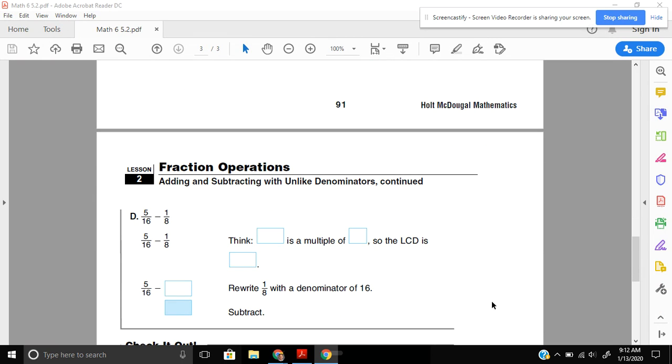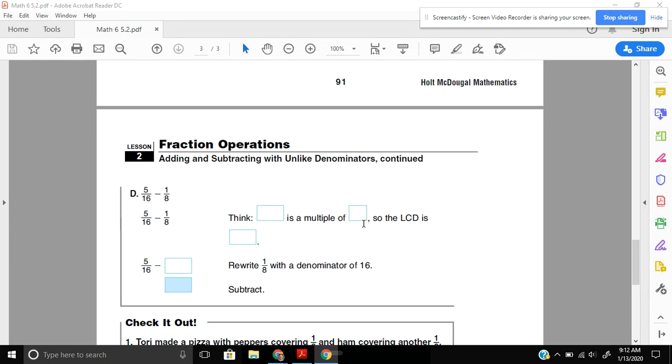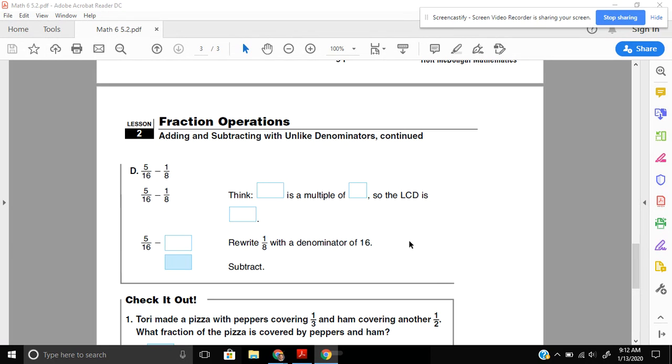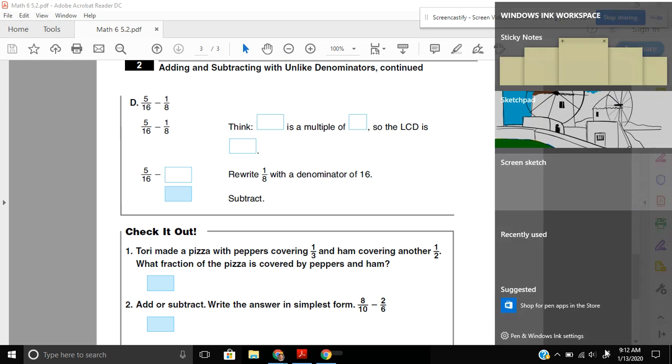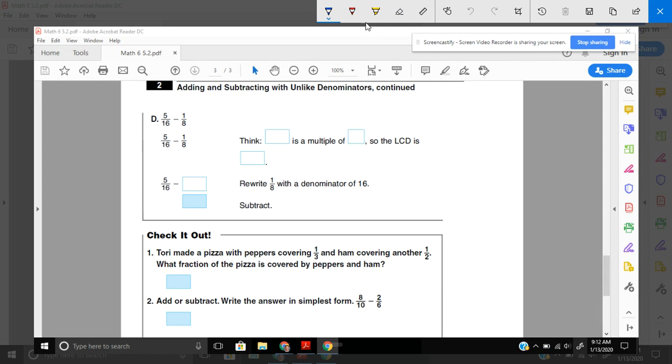And lastly, flip to letter D here, and it's really similar to the one we just did. But again, think that we've got another example where it's a multiple, and it's actually the same numbers. So 5/16 minus 1/8. Excuse me. Again, 16 is a multiple of 8, so it's got to be 16 for our least common denominator. If I were to rewrite this into 16ths, just times it by 2. So it would be the same as 5/16 minus 2/16, which would give me a total of 3/16.